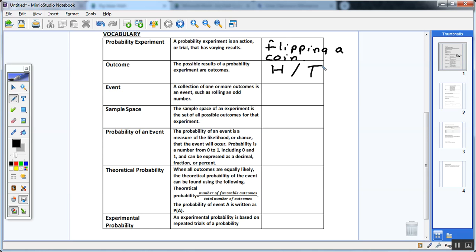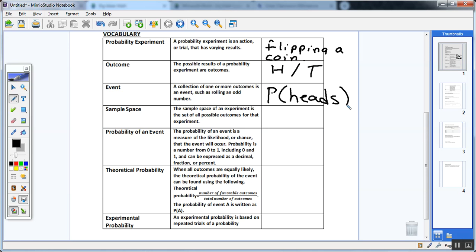All right, an event. An event right here is a collection of one or more outcomes, such as rolling an odd number. The way that we write events, sometimes we say, what's the probability that you get heads? And they write it kind of like this. They put the event that you want to have happen in parentheses. So what event am I after? We're looking for the probability that we flip what here, kids?